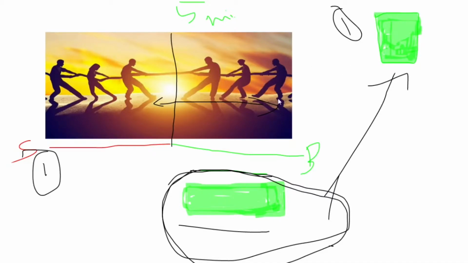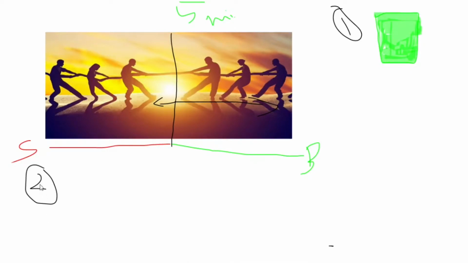Sorry about the drawing. Please do adjust with my drawing. I know it is not good, but I just wanted to make the concept clear. Don't worry about the drawing. So the first match is over.